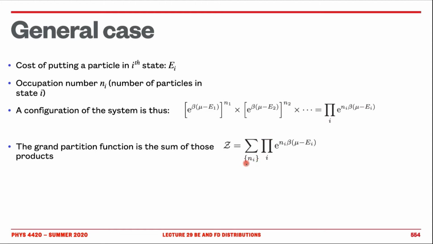So the sum here, with this notation for the occupation, means we sum over all possible occupations. For example, if we have 3 states and it's a fermion, we'll have 0, 0, 0, then 0, 1, 0, 0, and so on and so forth. In other words, all the possible occupations of the states. Nice, we have this, that's good.